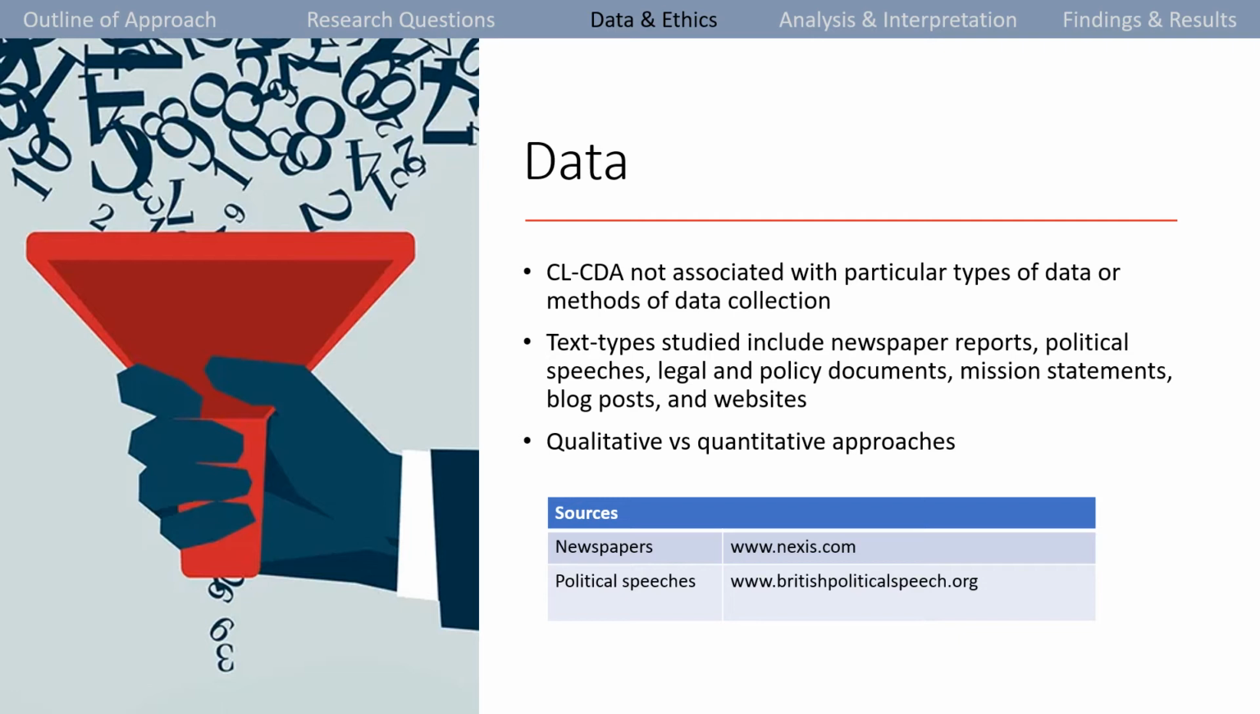In the case of party political discourse, major political speeches, press releases, and election manifestos are often available via parties' own websites. Alternatively, online databases compiling speeches from across political parties can be found. For example, British Political Speech holds texts of speeches given by Conservative, Labour, and Liberal Democrat Party leaders dating back to 1895.